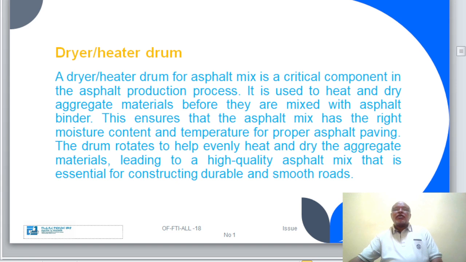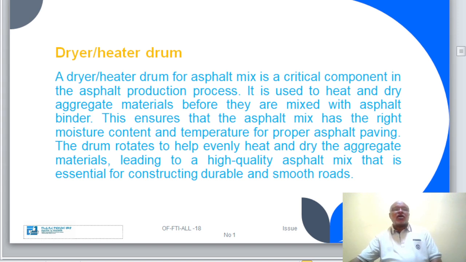The dryer or heater drum. The role of the dryer and heater system is significantly important, given that the amount of water or moisture usually contained in the cold aggregate should be removed within a short period, and the aggregate should reach the appropriate temperature to be coated with bitumen.